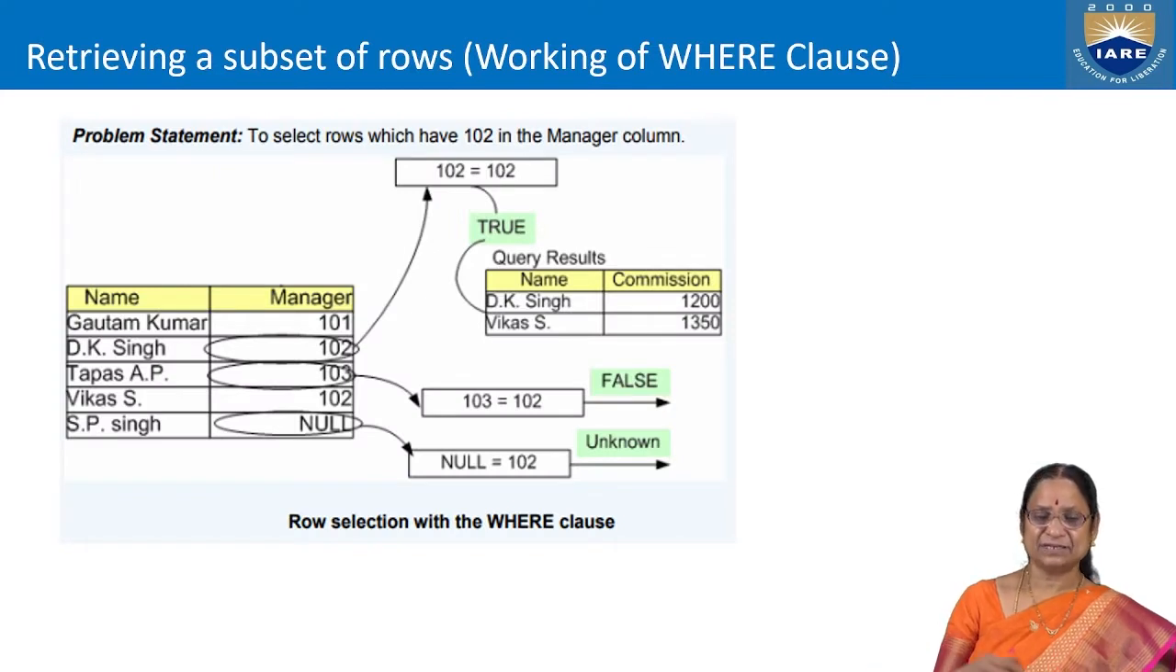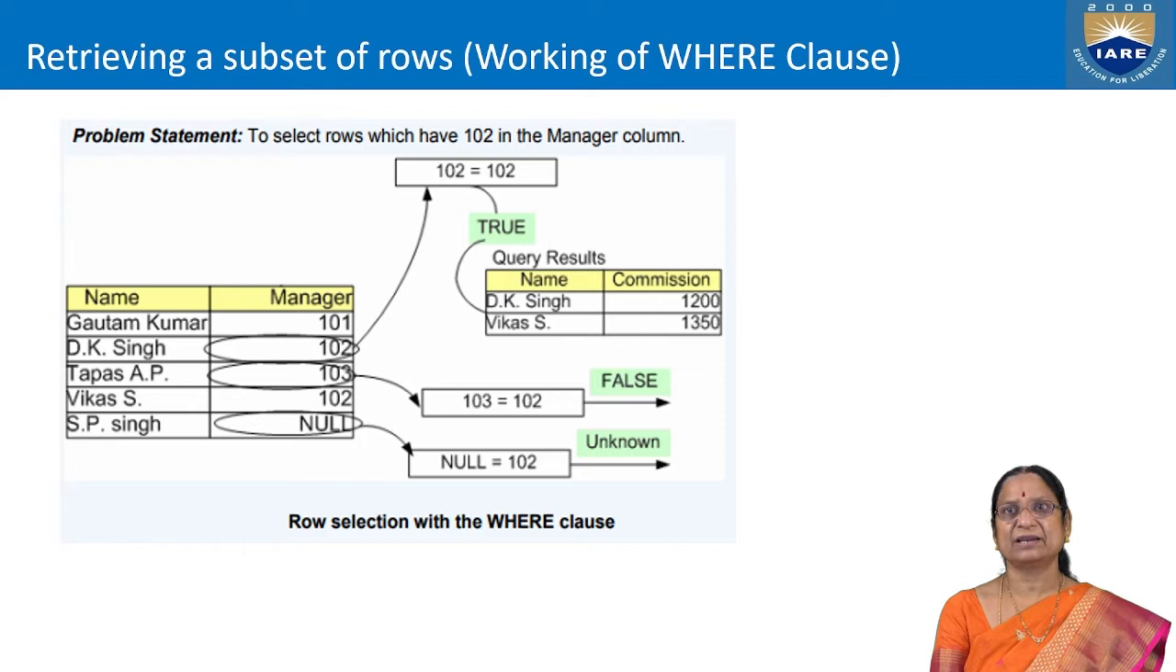So retrieving a subset of the rows, that is working with the WHERE clause. For example, select rows which have 1 or 2 in the manager column. So when 1 or 2 we are having in the manager column, we will get: select name and manager where manager is equal to 1 or 2.